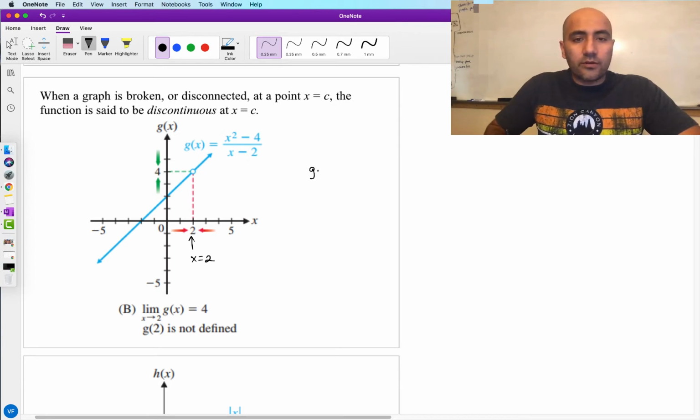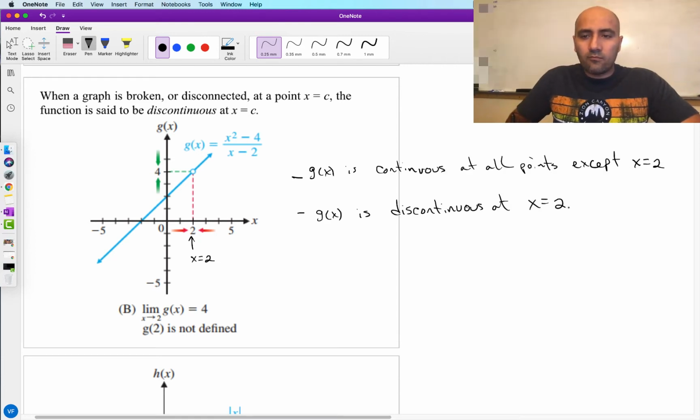This is a case where g of x is... So you can either say that g of x is discontinuous at x equals 2, or you can say g of x is continuous at all points except x equals 2. Right? They're both the same thing.